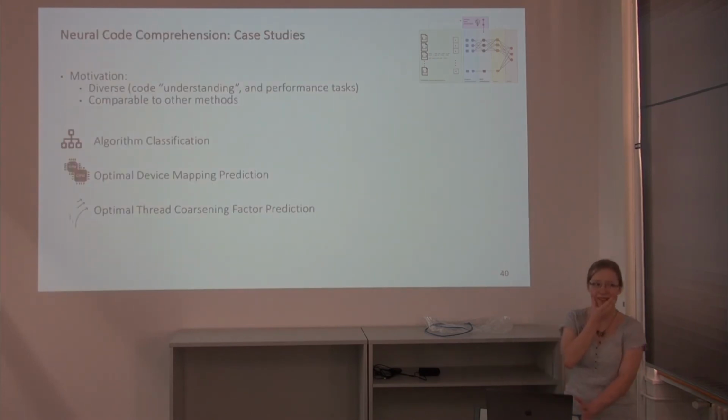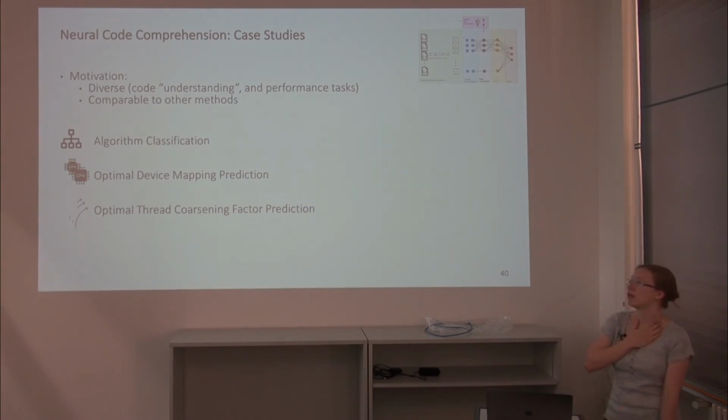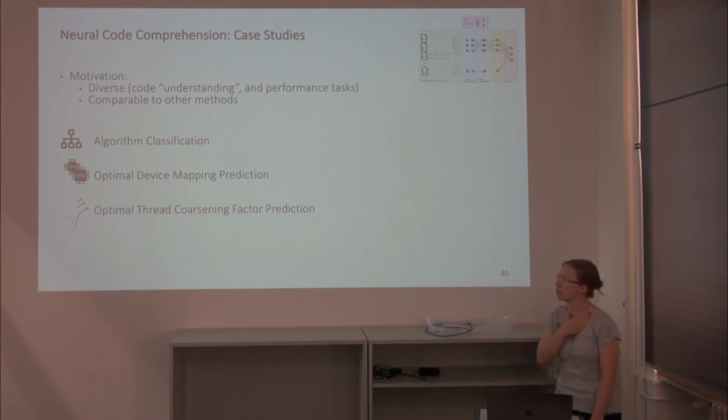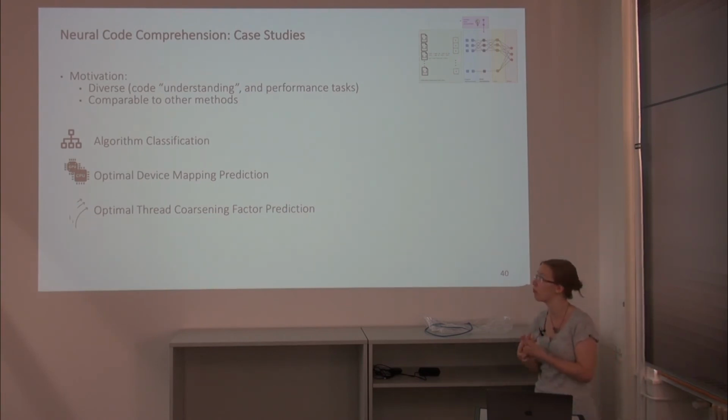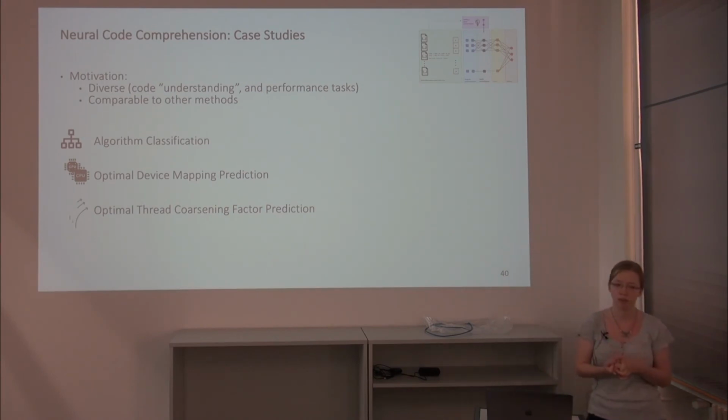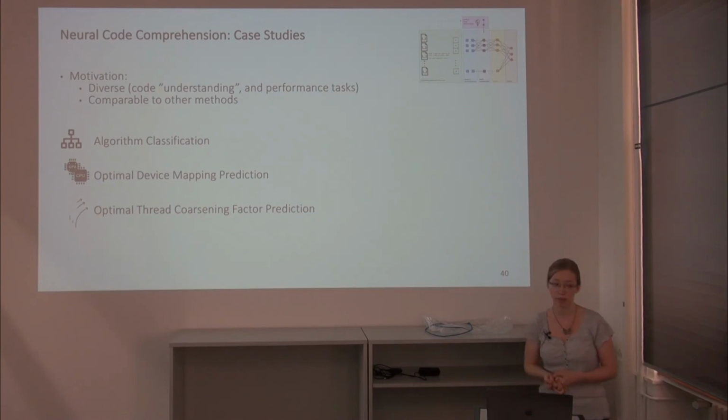What can this neural network actually be used for? So our motivation in looking for tasks for this was twofold. On one hand, we wanted to be diverse. We would like to show that this architecture is versatile and can solve a number of different problems. And on the other hand, we'd like it to be easily comparable to other methods. So if there are readily available data sets, for example, that is of course a big plus. The three tasks we looked at are algorithm classification, optimal device mapping prediction, as well as optimal thread coarsening factor prediction.